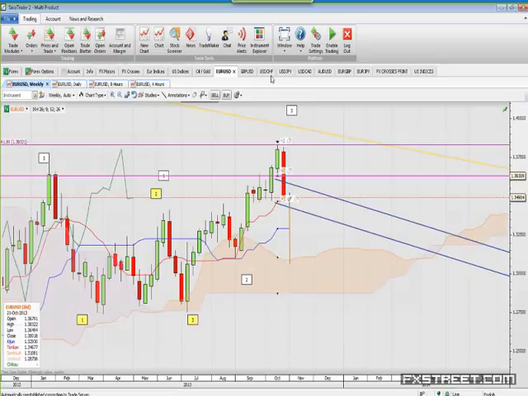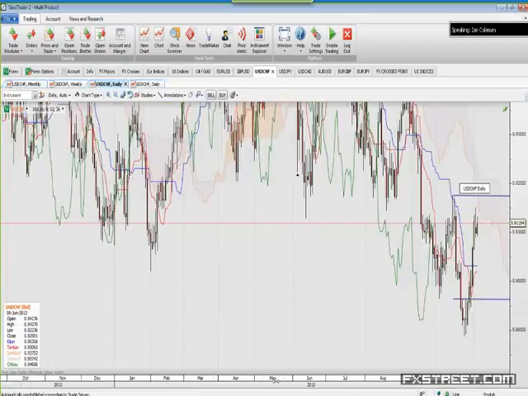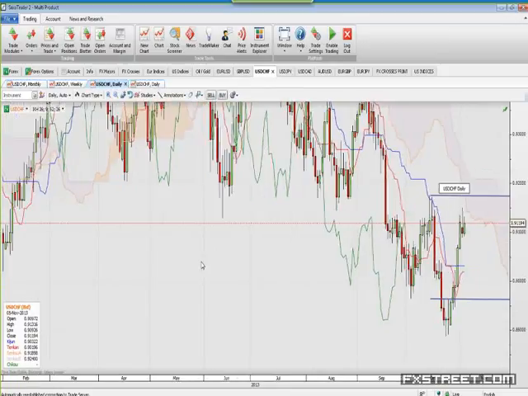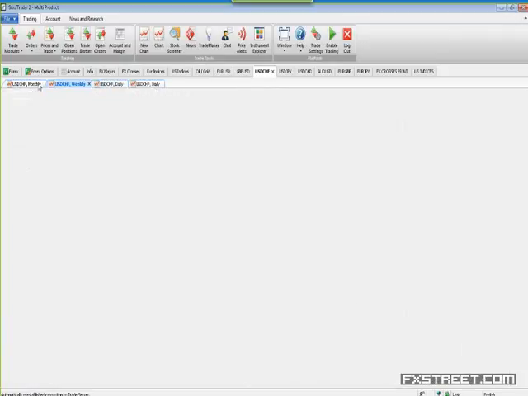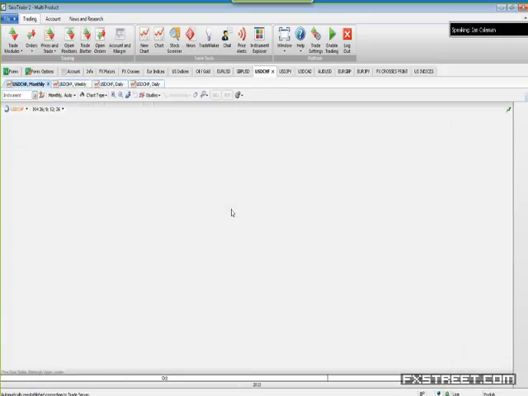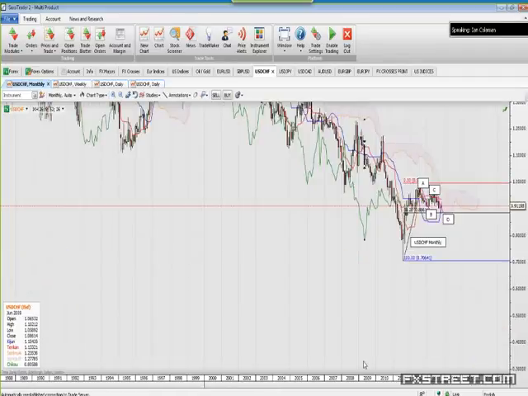Dollar Swiss, again, this was a perfect ABCD formation. Let's go to the monthly, actually. Corrected patterns can't be ignored. This was virtually perfect, again giving the dollar the bias to the upside sort of two weeks ago.